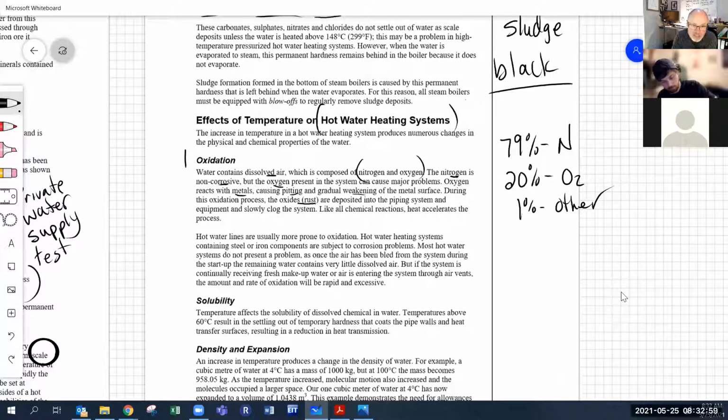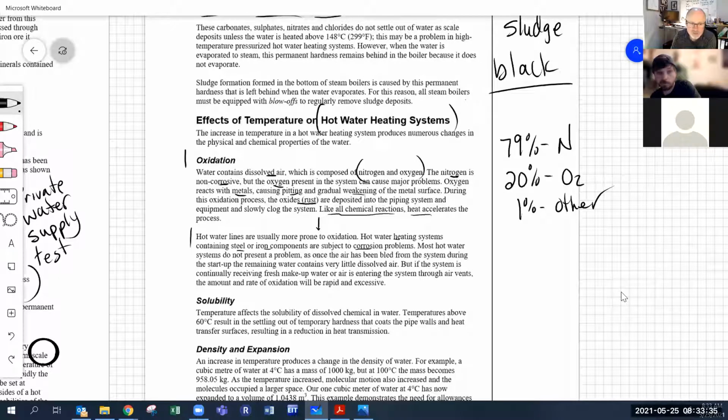You can get rust deposits in the piping system, especially if you're using steel. Like all chemical reactions, heat accelerates the process. All chemical reactions create heat, but heat will accelerate that. So hot water lines are usually more prone to this oxidization. Hot water heating systems where you use steel or iron components, that's when you get your corrosion problems.